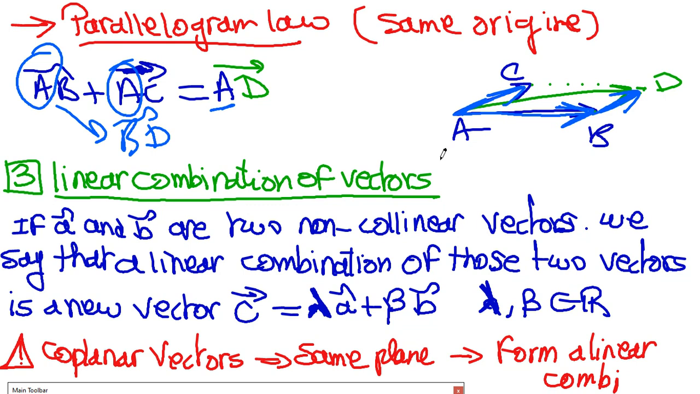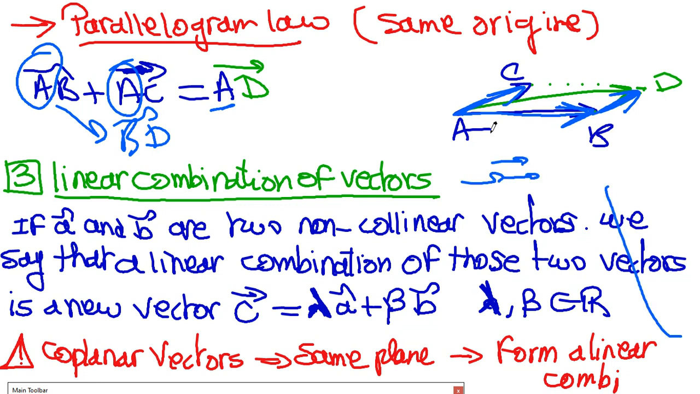When I have the same origin, the sum of those two vectors will be the same origin plus the fourth point of the parallelogram. What does linear combination of vectors mean? So if A and B are two non-collinear vectors, it means they are not on the same line or are not parallel.